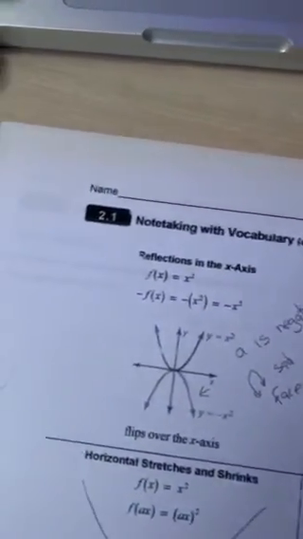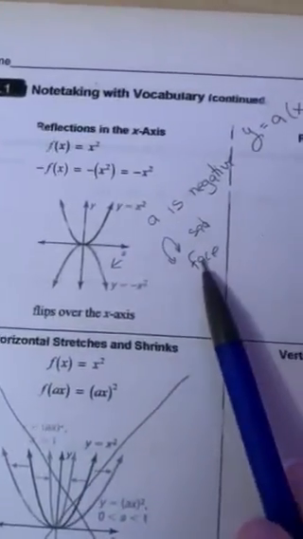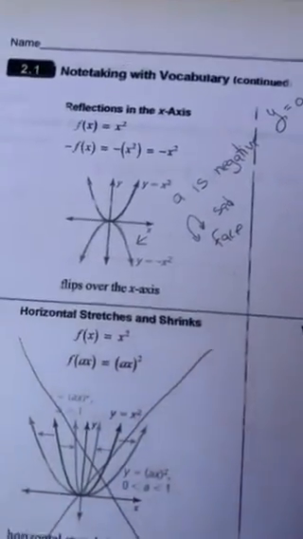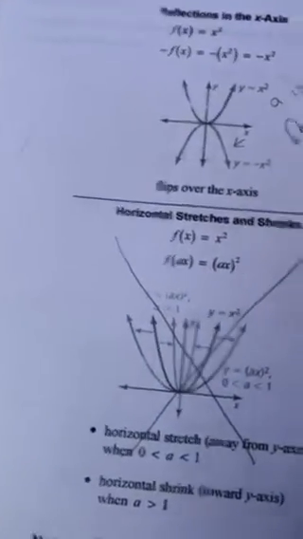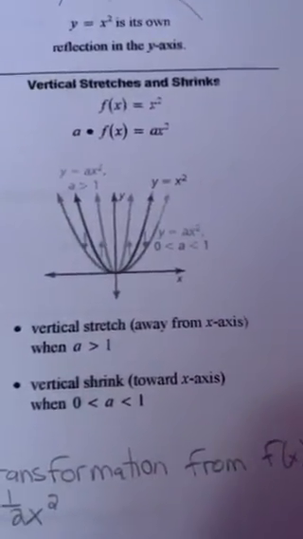If A is positive, we're also not doing this reflection across the y-axis. Cross that out also. If A is positive, then we're going to have an upward facing parabola. Now the other thing that we're going to look at are vertical stretches and shrinks.